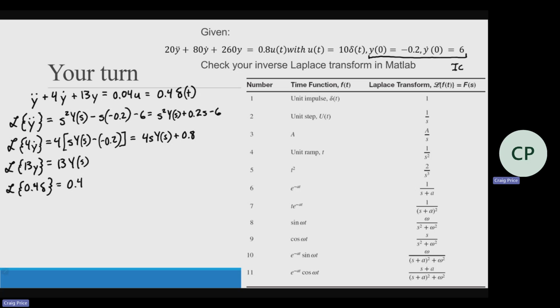If you have questions, let me know if you want me to check anything as you're doing this. I don't really have an answer sheet, but I'm working on it.